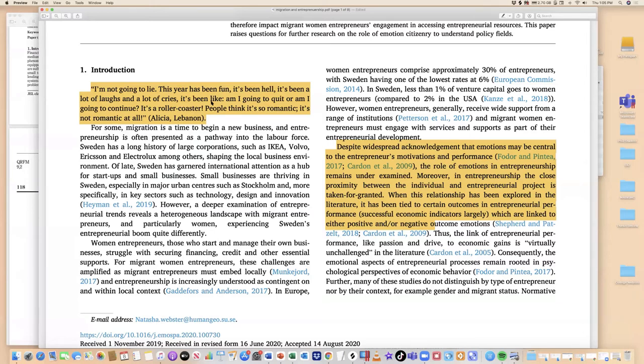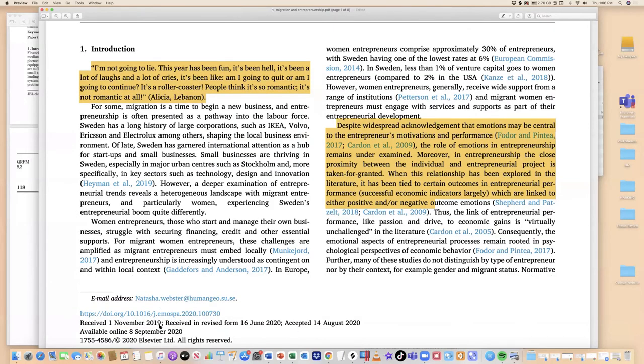Despite widespread acknowledgement. You see, everybody likes using despite. That's why I'm saying that. Despite widespread acknowledgement that emotions may be central to the entrepreneur's motivation and performance. Look at the paper, 2017 and 2009. The paper was published in what? 2019. The gap is coming maximum 10 years. Do you get me? Do you understand? The paper was submitted in 2019. See it down here. Those of you who are not seeing, look at it down here. Can you see? Okay, can you see? Yes, doc.